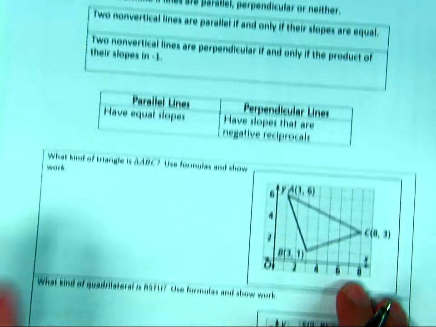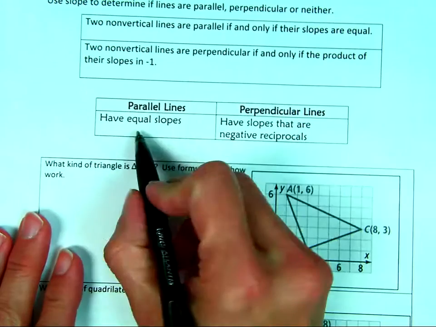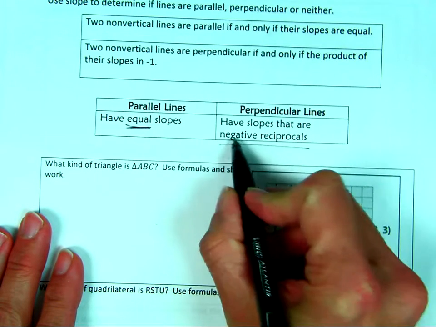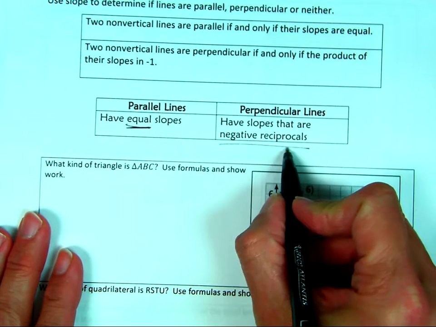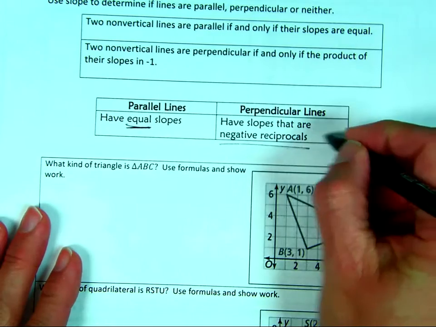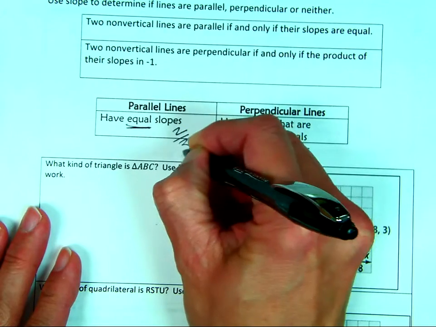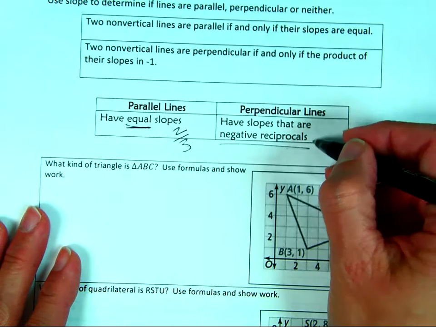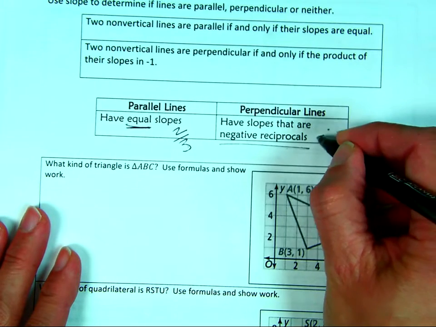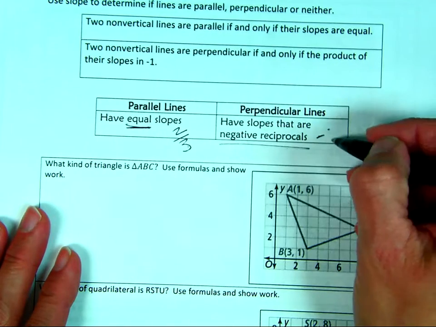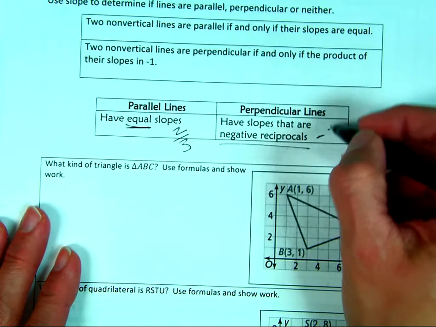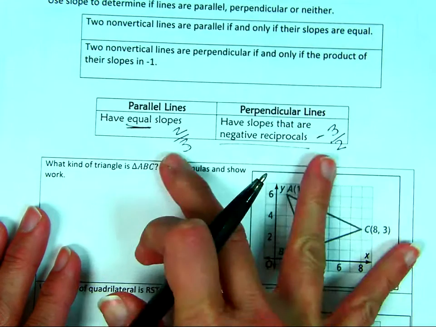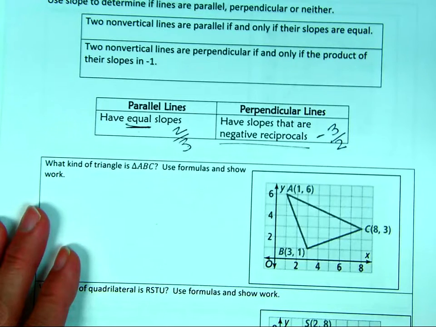So let's recap about parallel and perpendicular. Parallel lines have equal slopes, and perpendicular lines have negative, or sometimes we say opposite reciprocal slopes. So if I had a slope of 2/3, the parallel line would have the same slope, but the perpendicular line would be the opposite, which means if that was positive, this is negative, or if that was negative, this was positive. And then you flip it over. Reciprocal means you flip it over. So those two slopes would show me that those are perpendicular.